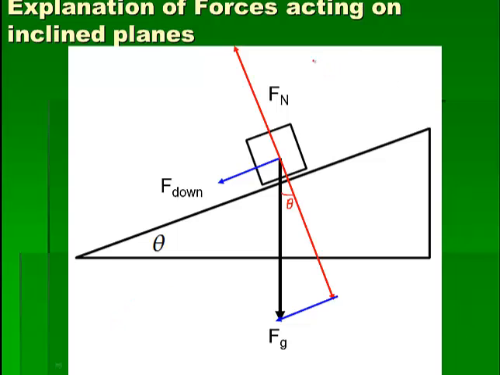So what we can do is, if we take the sine of theta, it is opposite over hypotenuse, so that would be equal to F down, I'm just going to say FD, over FG. So if you solve for F down, you get FG sine theta. So that's where FG sine theta comes from. Remember, FG is the force of gravity, so that's just the mass times gravity. So FD equals mg sine theta.